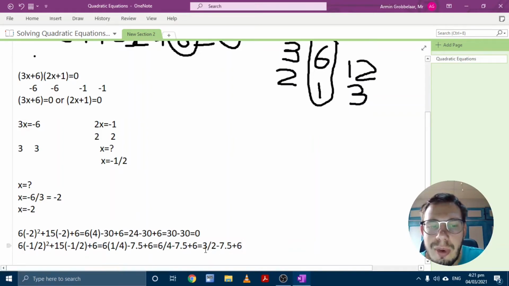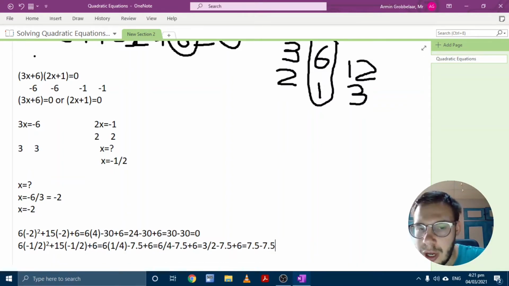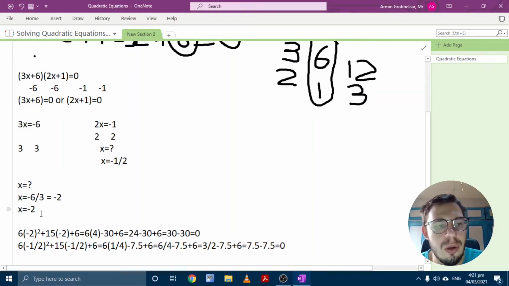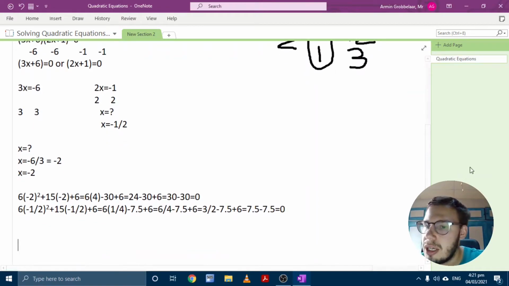So now 3 divided by 2 is just 1.5. Now 1.5 plus 6 is 7.5. And we're left with minus 7.5 plus 7.5, which is equal to 0. And I know my two answers of x equal to minus 2 or x equal to minus a half are correct. Now to the second question.